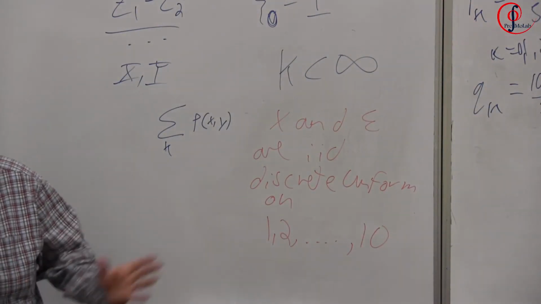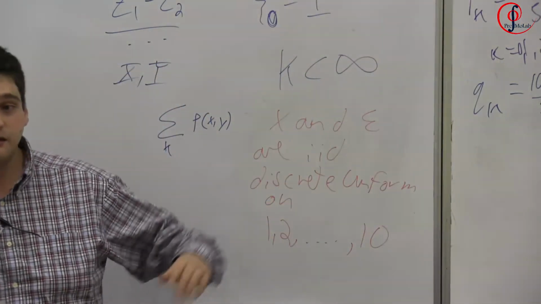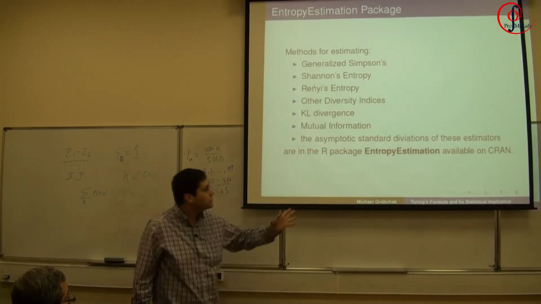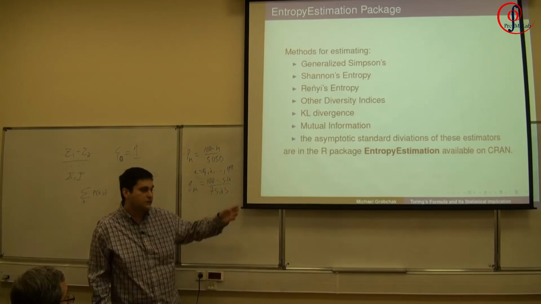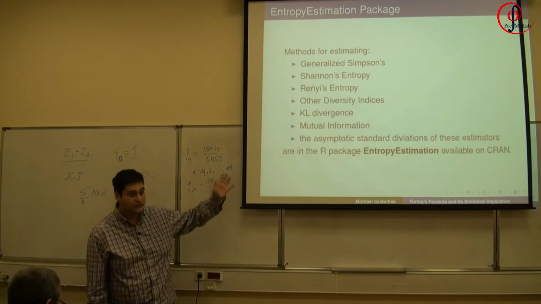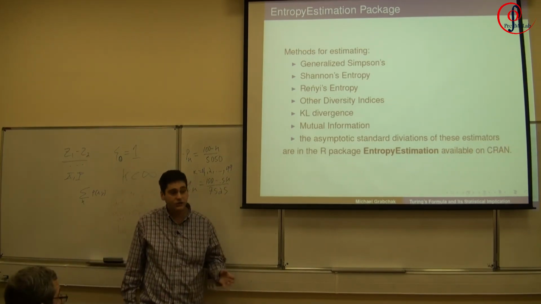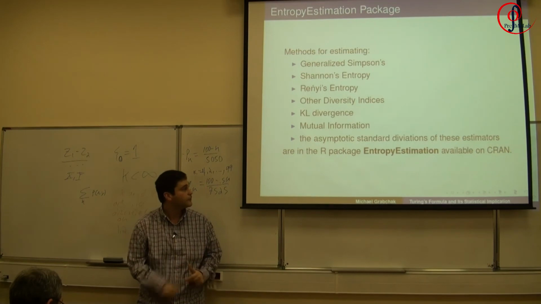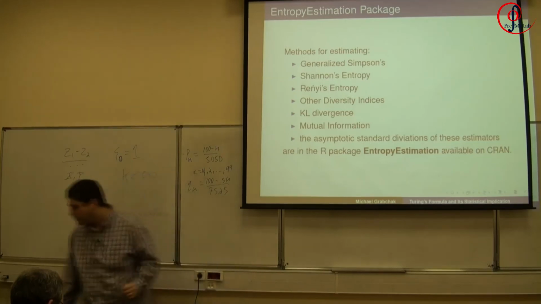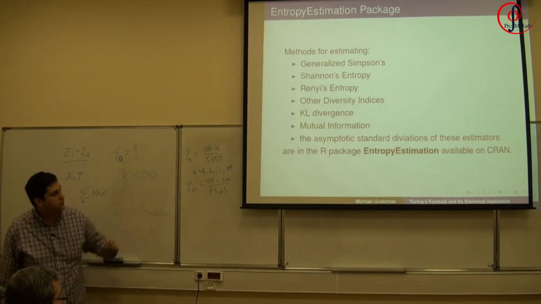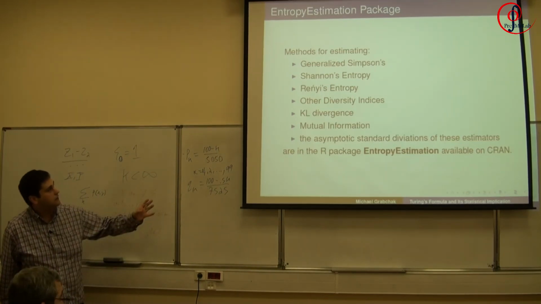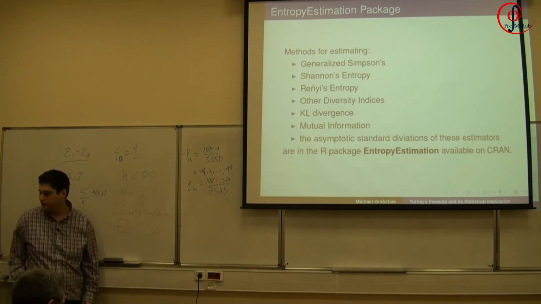Okay, so coming to the end, I want to say that the formulas I presented are somewhat complicated, but we have a package called Entropy Estimation, which is available on CRAN, which has all of these estimators in it for most of the things that I talked about, as well as estimators for the standard deviation, so we can do confidence intervals and things like that. I'd want to mention this package was written jointly with me and my wife, Lijuan Chao, and it's available on CRAN.